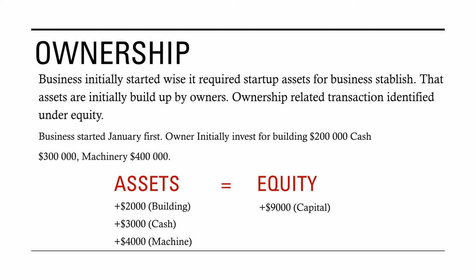The accumulated amount of asset values is equal to the investment. $2,000 building plus $3,000 cash plus $4,000 machinery values are equal to $9,000. $9,000 is the total investment done by the owners. All transaction amounts connect with the owners, which is identified under equity. Equity value increased by $9,000, and the final impact is twofold: total assets increased by $9,000 and owner's obligations increased by $9,000.